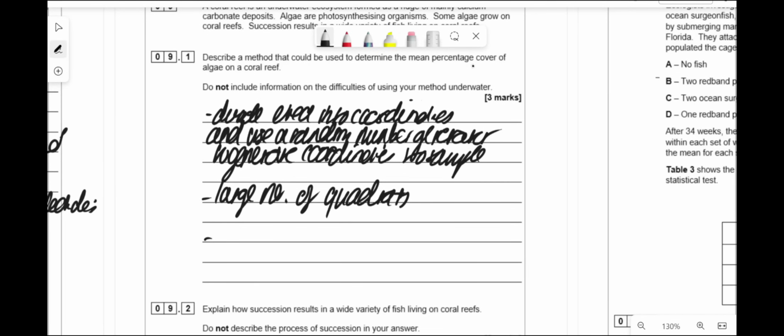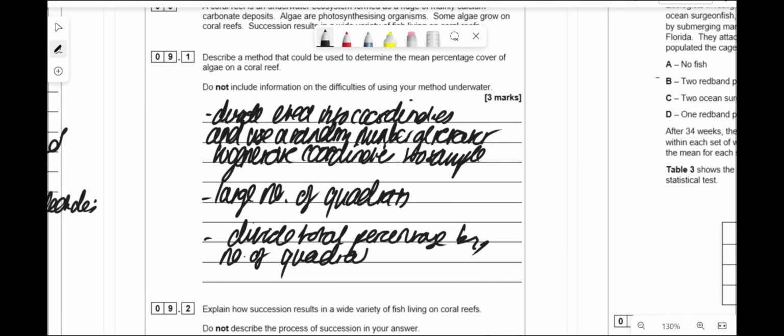Because we want the mean percentage cover of all of it, so divide the total percentage of cover by the number of quadrats. And that'll give you that.